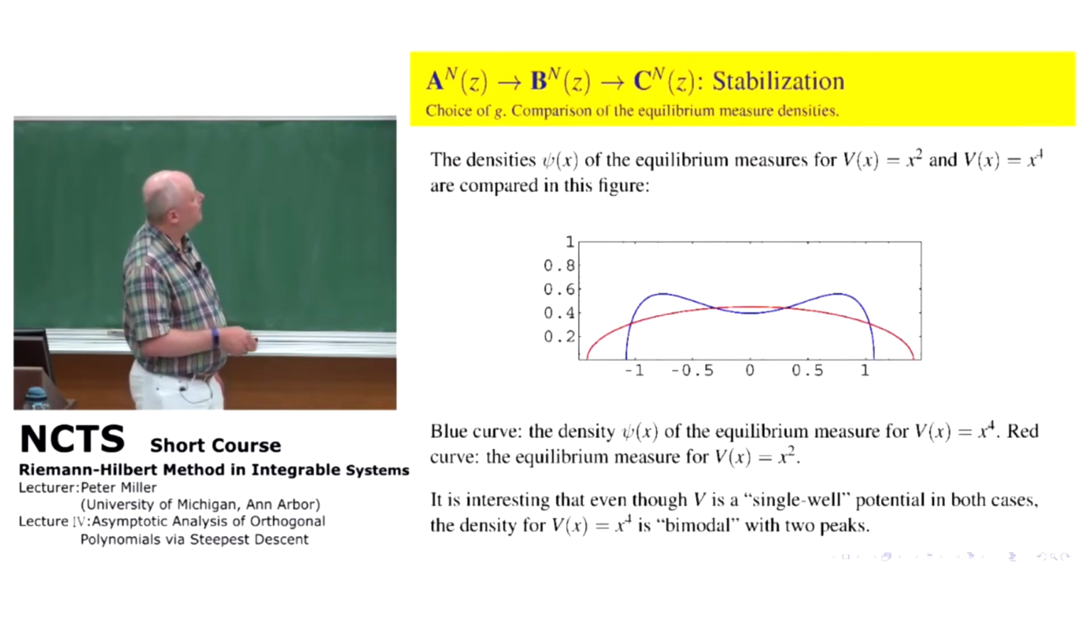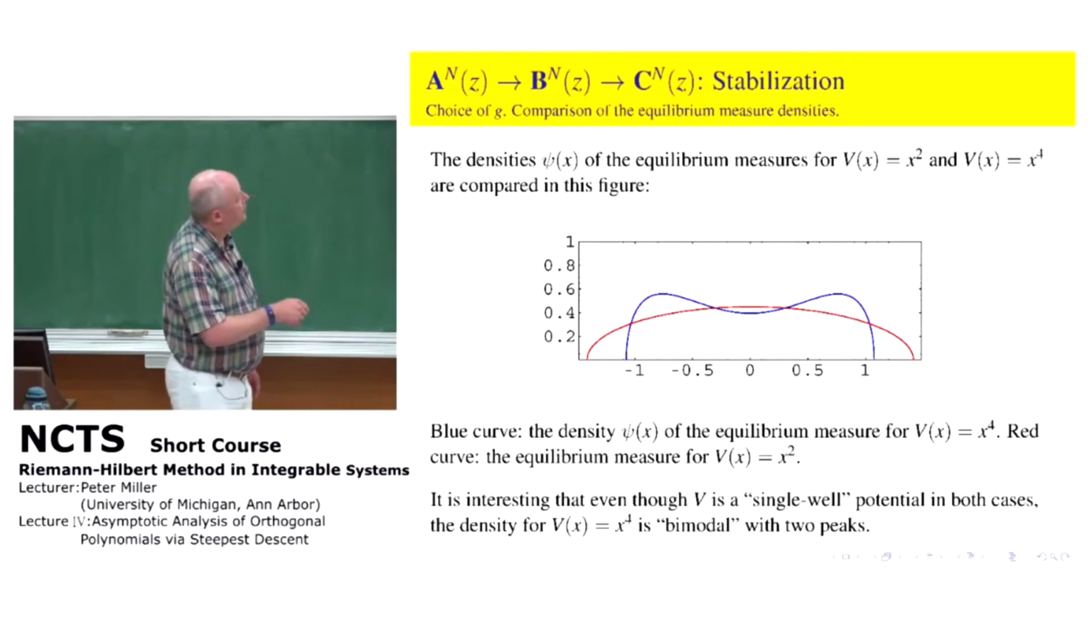So it's interesting to compare the two. This is the equilibrium measured density for the quadratic potential. That's that one. And this is the one for x to the 4.